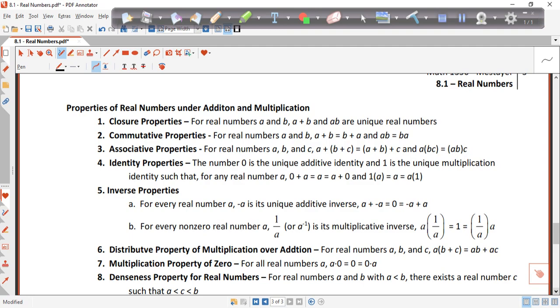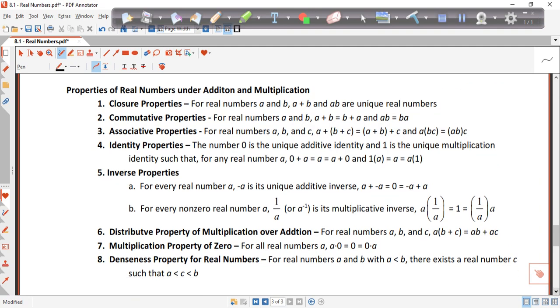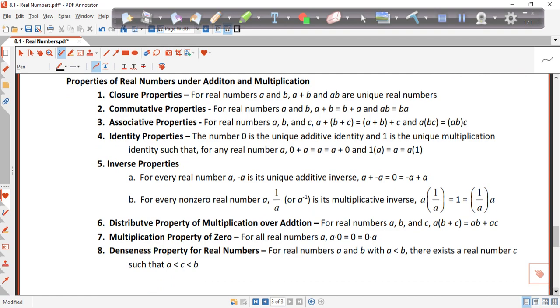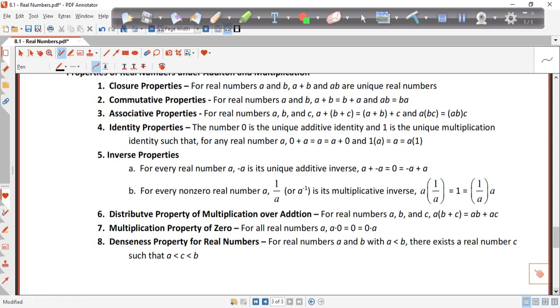Distributive property of multiplication over addition. Remember, we also had over subtraction, and it would work the same way. We just multiply a times b and a times c. Multiplication property of 0 just said when we multiply by 0, we get 0.